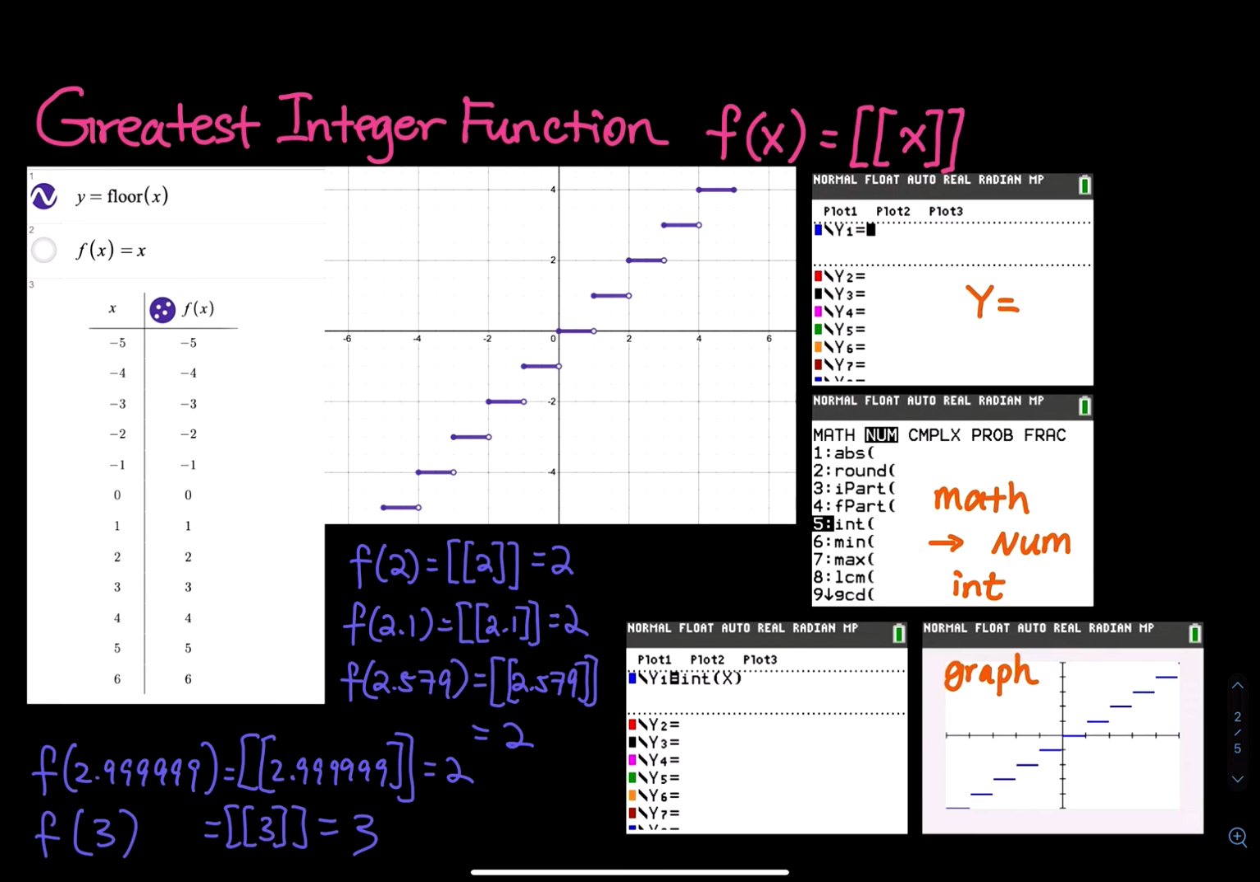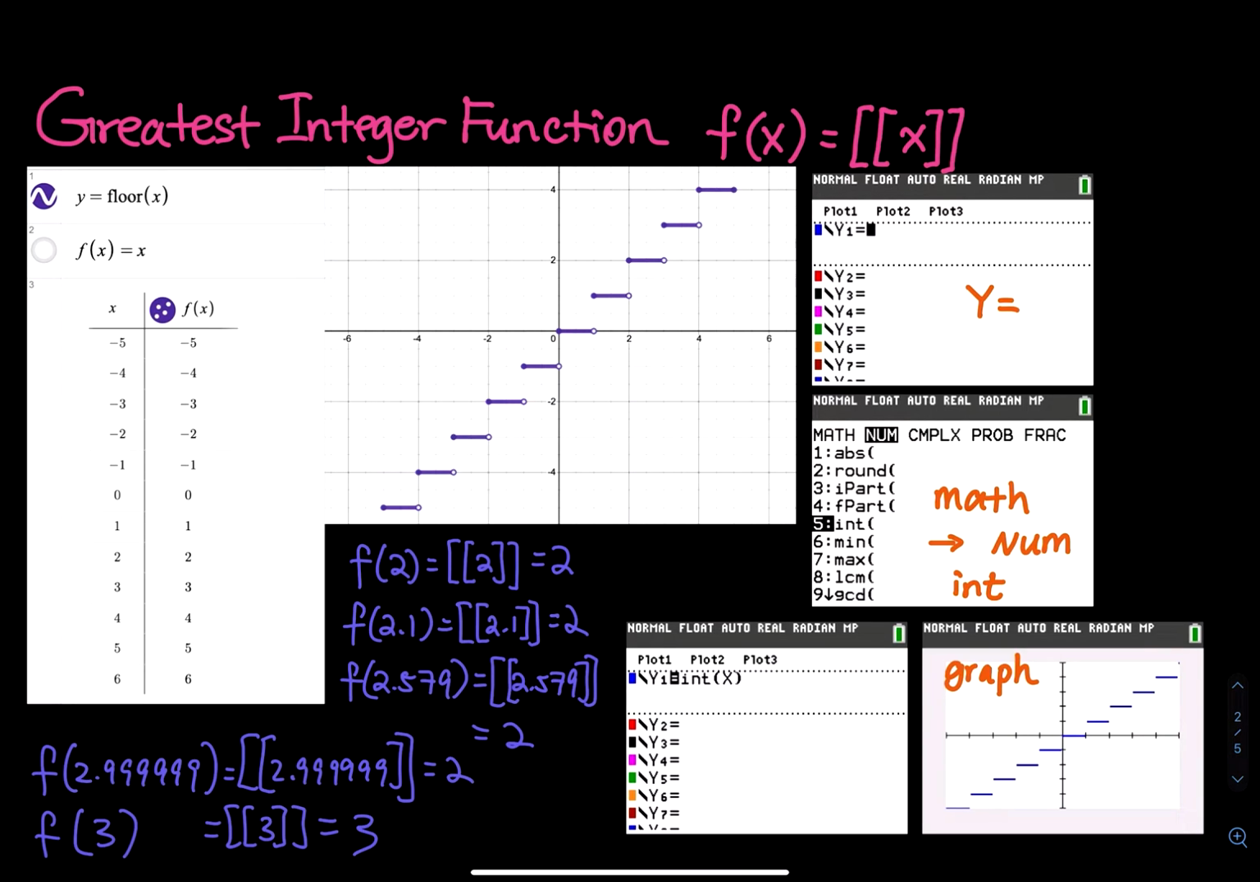The textbook that I read used a double square bracket. So f of x is equal to x, and for the greatest integer, the symbol that the textbook I use uses is a double square bracket, one on the left side and one on the right side. I also looked online, and sometimes people use one square bracket, sometimes two.